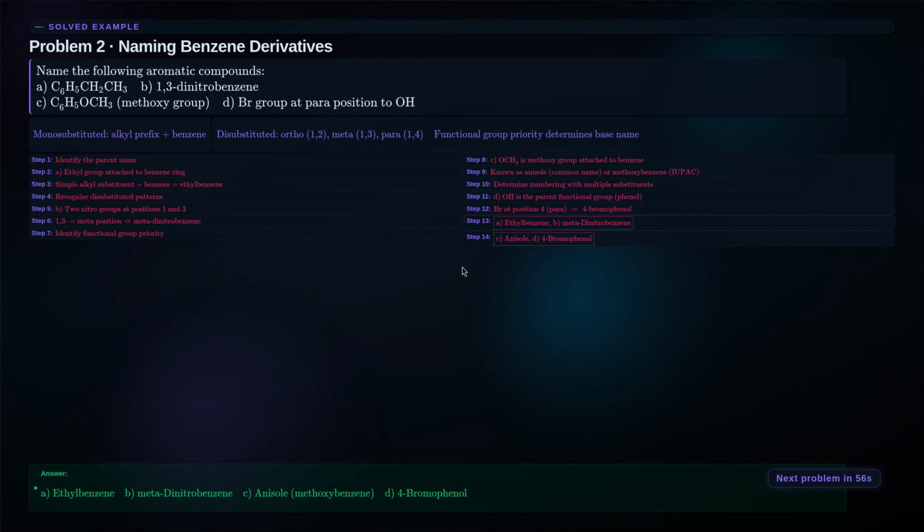Step 3. Identify functional group priority. For part C, OCH3 is methoxy group attached to benzene. This is known as anisole or methoxybenzene. Step 4. Determine numbering with multiple substituents. For part D, OH is the parent functional group, making it phenol. Bromine at position 4, para, so 4-bromophenol. The answer: A. Ethylbenzene, B. Metadinitrobenzene, C. Anisole, D. 4-bromophenol.